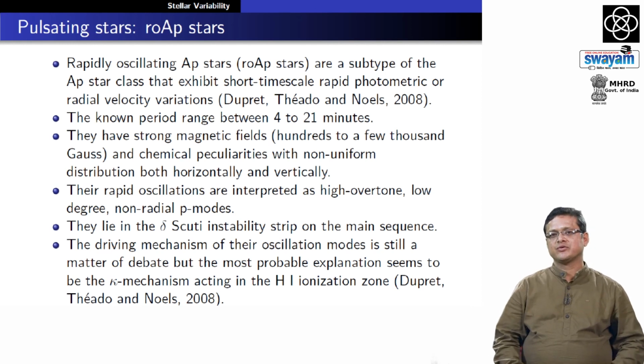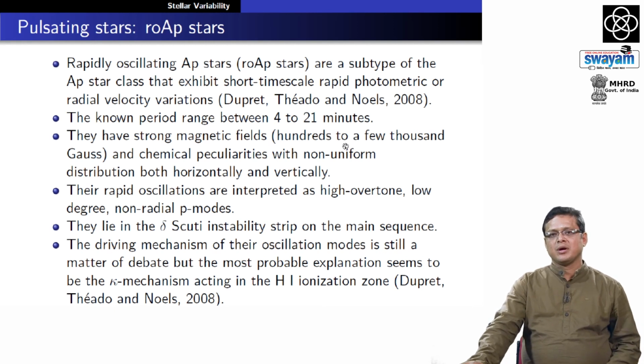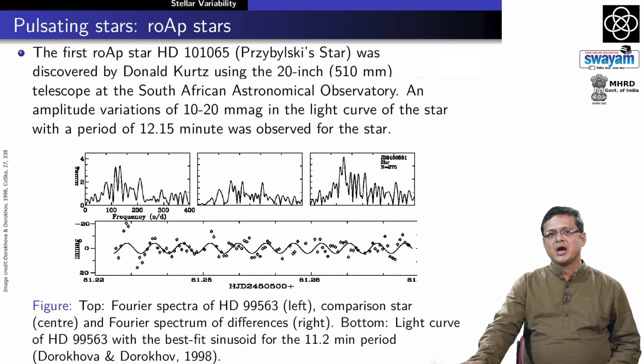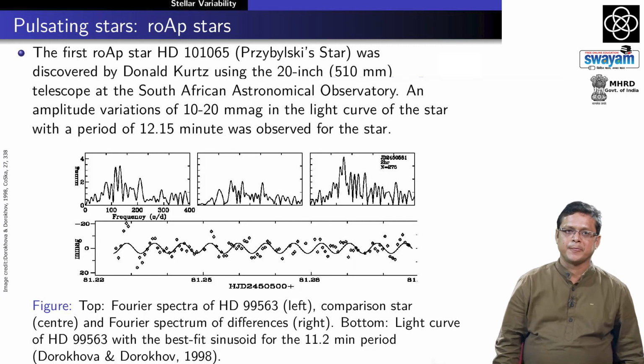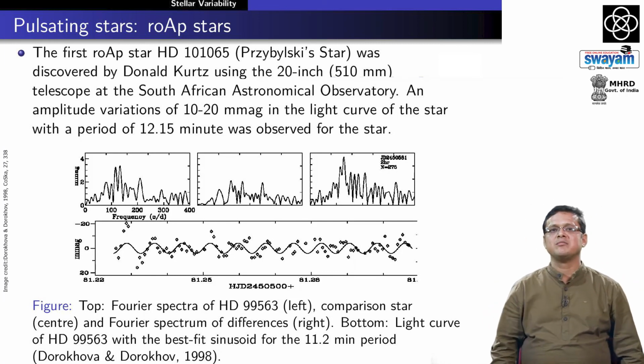They lie in the delta Scuti instability strip on the main sequence. The driving mechanism of their oscillation modes is still a matter of debate, but the most probable explanation seems to be the kappa mechanism acting in the neutral ionization zone of hydrogen. The first roAp star, HD 101065, was discovered by Donald Kurtz using the 20-inch telescope at the South African Astronomical Observatory. An amplitude variation of 10 to 20 millimag in the light curve of the star with a period of 12.15 minutes was observed.